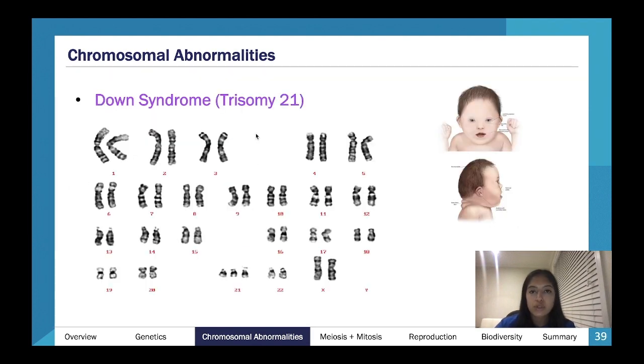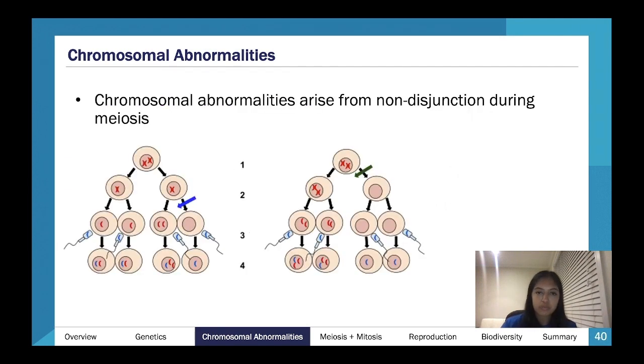And then Down syndrome or trisomy 21. So the name trisomy 21, it means you've got 3 of the 21st chromosome. So when you should have 2, you've got 3 chromosomes instead. And then again, there are typical features associated with trisomy 21 as well.